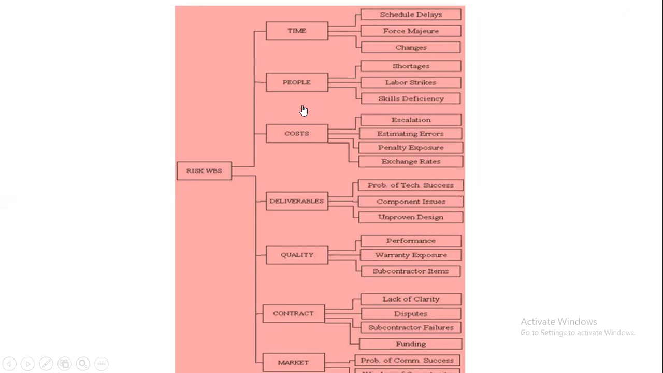So whenever you are thinking of any project, when you are thinking to accept any project, then you have to think in all these ways: how much time we have, whether the people we have have all the skills, and what is the cost. So we can see here escalation, estimating errors, penalty exposure, and exchange rates. These are the places where we'll generally have risks if anything happens. So those we are going to consider, and then deliverables.